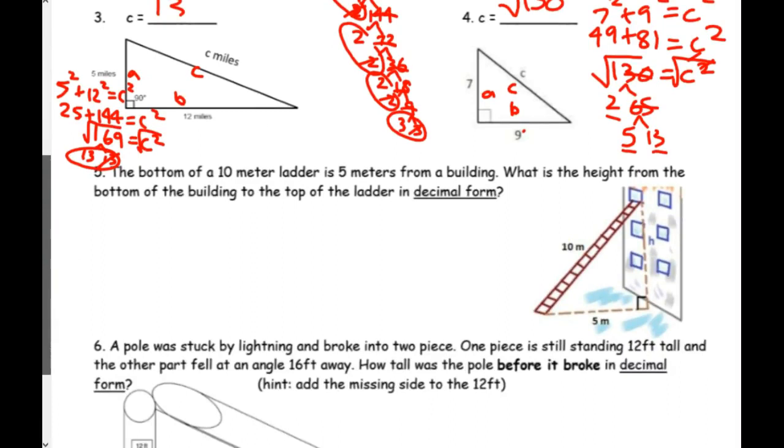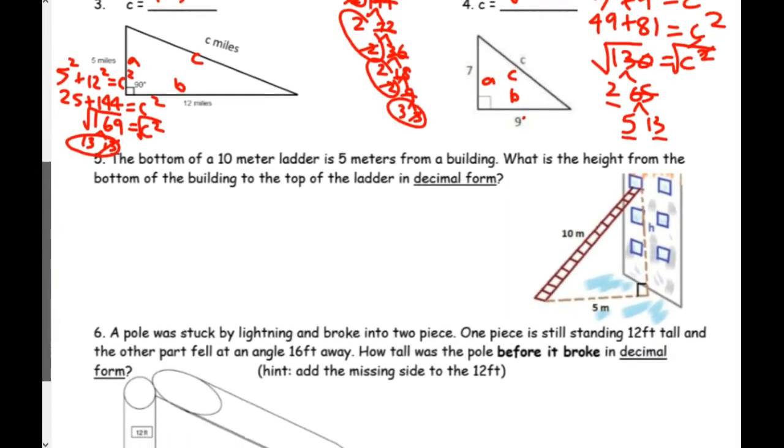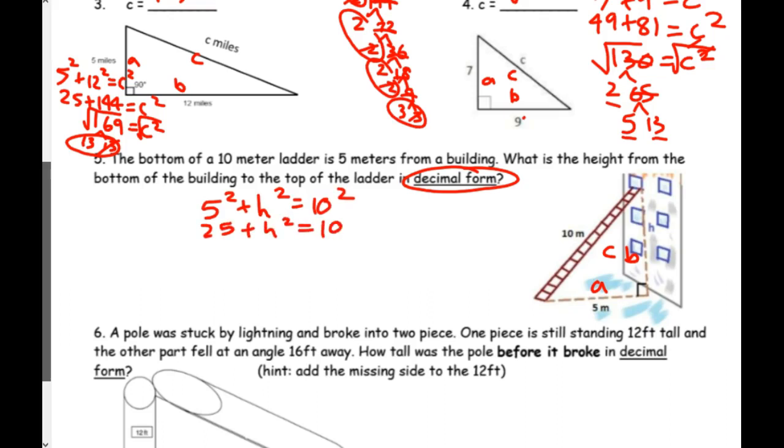Number 5. Now this is similar to the word problem, and we're doing this in decimal form, so we're not going to use a factor tree. So I have my A, B, and C. So 5 squared plus h squared equals 10 squared. That gives me 25 plus h squared equals 100. Subtract 25 from both sides. H squared equals 75. And when you square root both sides, square root of 75 does give you a decimal. 8.66 meters are my units of measure.